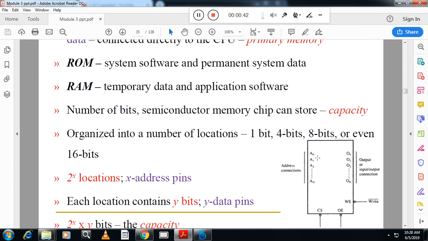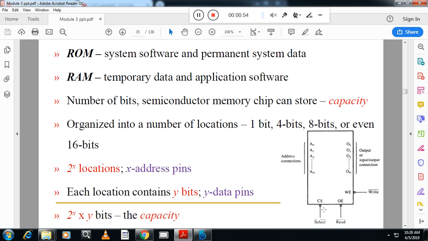Here the number of address lines indicates the number of locations available in the memory. For example, if 8 address lines are there, then 2 raised to power 8, 256 locations are possible. And the output lines indicate data lines. The data lines indicate the size of the data that a particular memory location can hold, whether it can hold 8-bit data or 16-bit data, something like that.